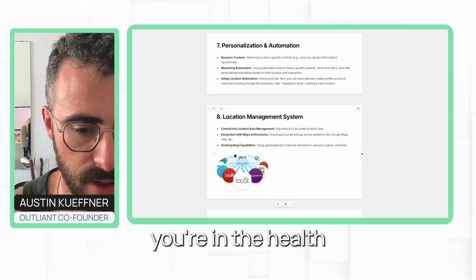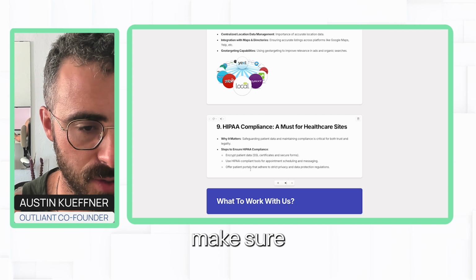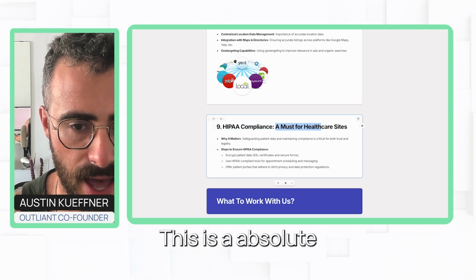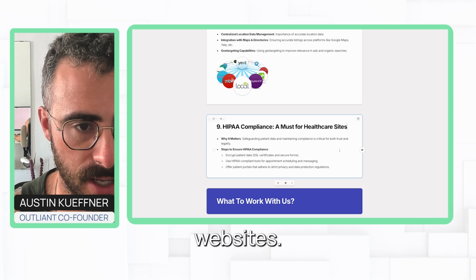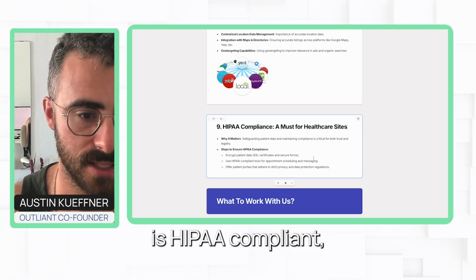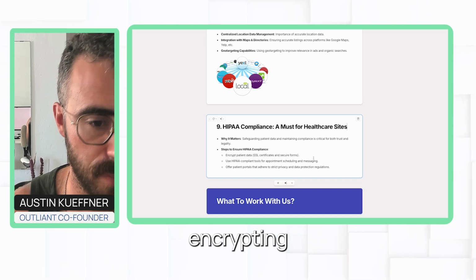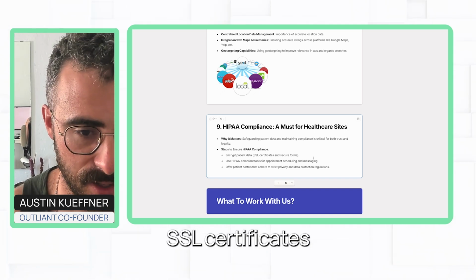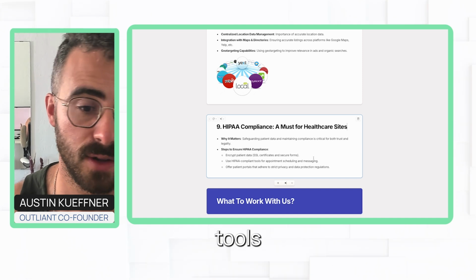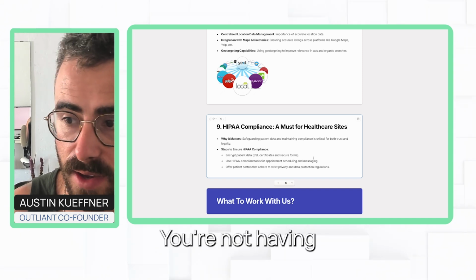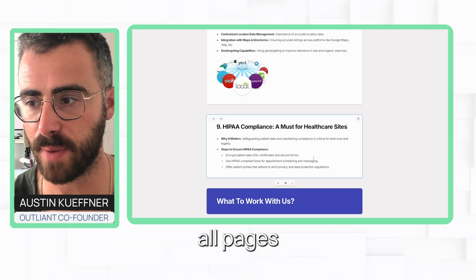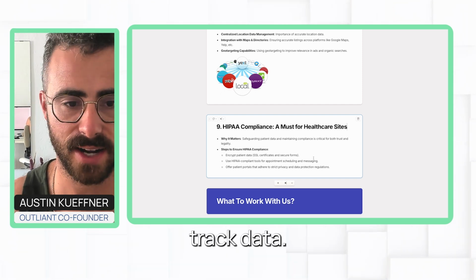And then if you're in the healthcare space, you want to make sure that you're HIPAA compliant, right? This is an absolute must for healthcare websites. You want to make sure that all of your multi-location software is HIPAA compliant, that you're encrypting patient data, you're using SSL certificates and secure forms, you're using compliant tools for appointment scheduling, you're not having the Facebook pixel on all pages of your website to automatically track data.